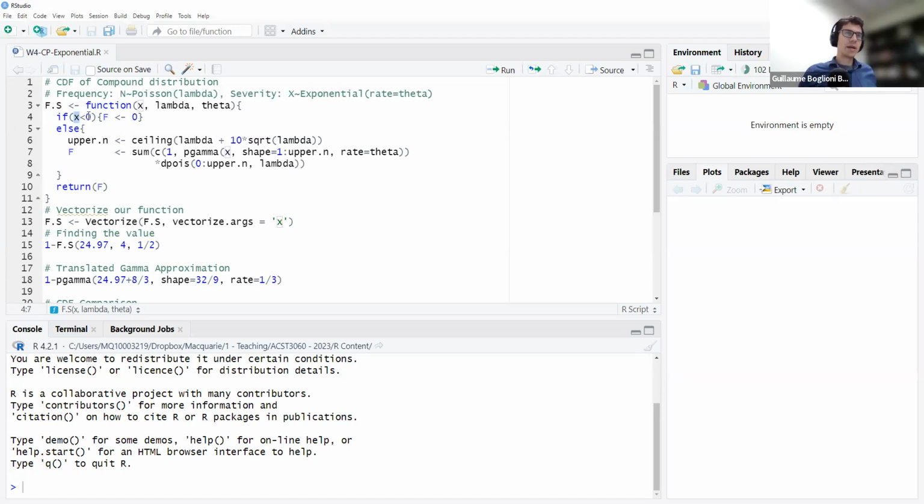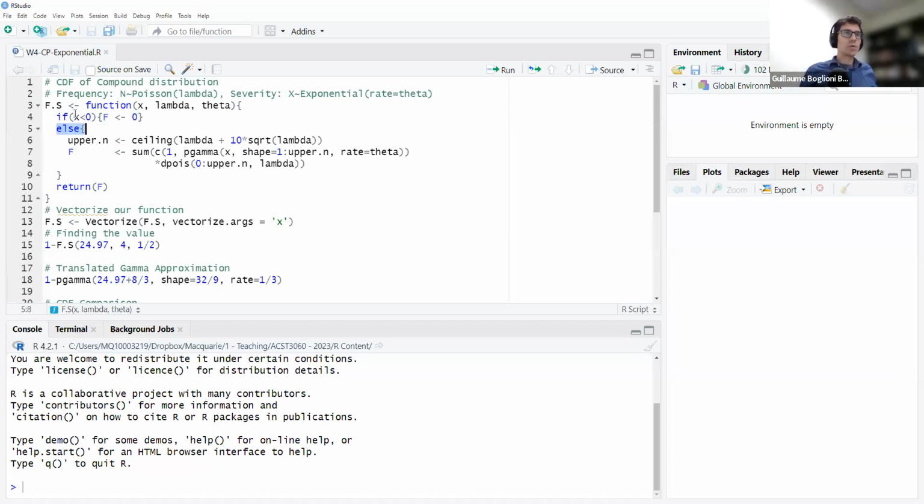Now let's just deal with the case that x is smaller than 0. Because s doesn't take negative values, the CDF evaluated at any negative value should be 0. So at the end, my function is going to return f, but I deal differently with the case that the argument is negative. So in that case, f is 0, simply because it's impossible to get negative values.